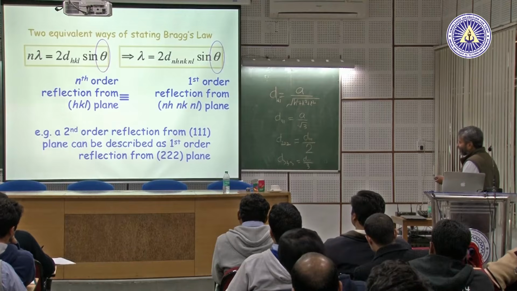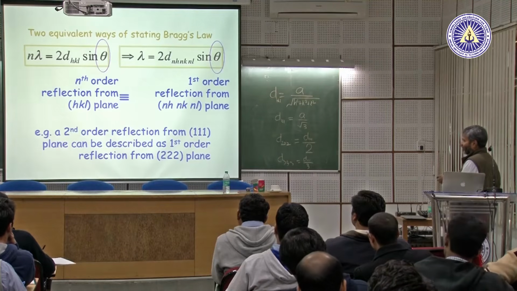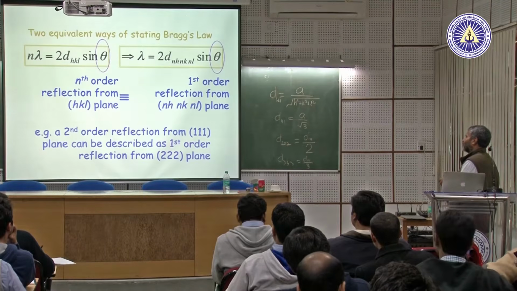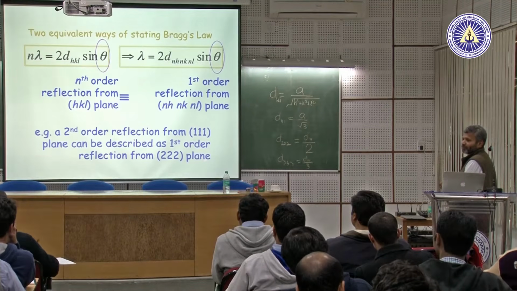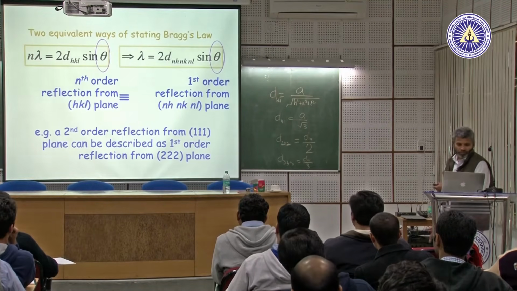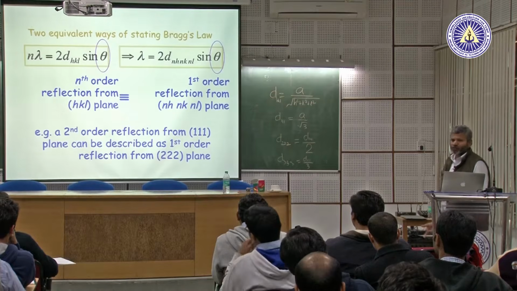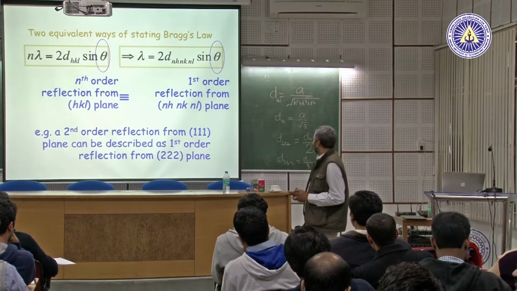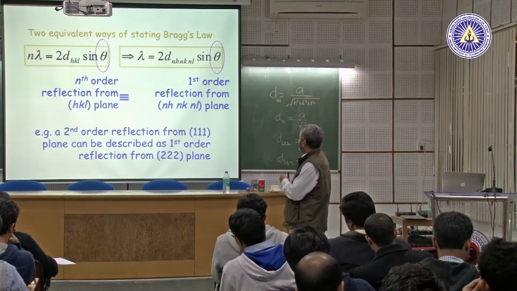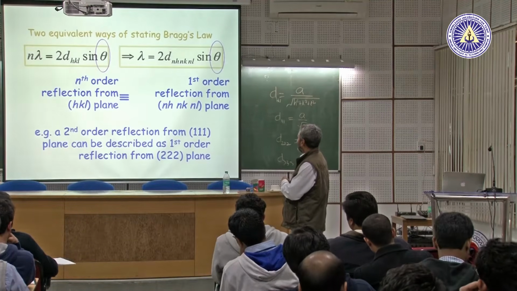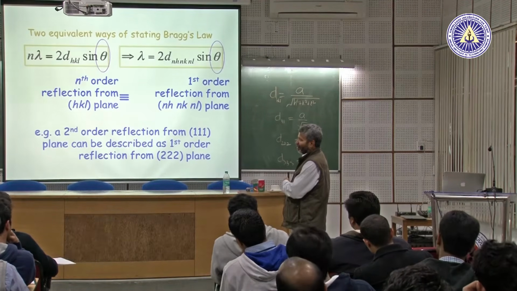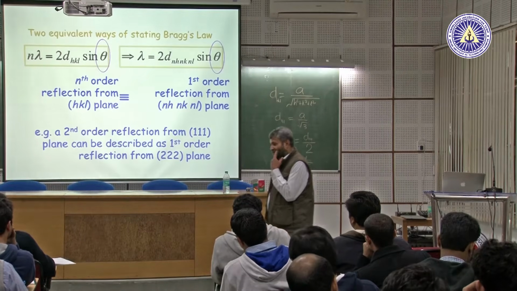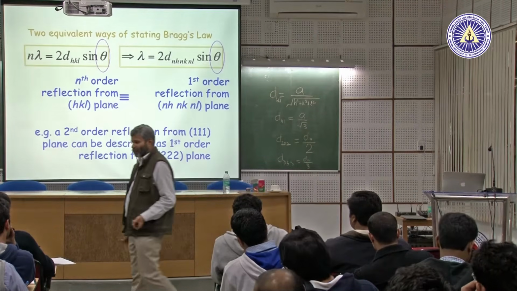So, if you have a second order reflection from 111, that will be the first interpretation. Instead of calling that, we will say this is the first order from 222, and we will get by that. So, it is just a language, there is no physics involved in this. There is just a little bit of algebra, that you bring this n here and call it d nh nk nl, and what was appearing to be the nth order, you call it the first order. But can we not decide whether it is nth order or the first order?